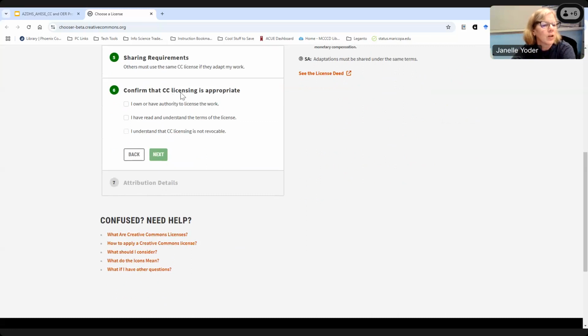Okay, and then here you just confirm that you have the authority to do this, that you've read and understand the terms, and that you understand that it's not revocable. As Callie was just explaining, we can't go back and be like, nope, I'm taking that back.